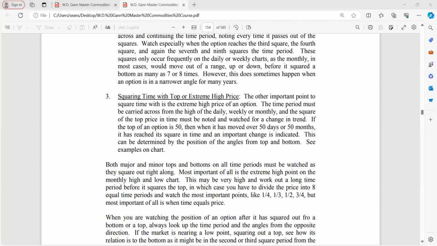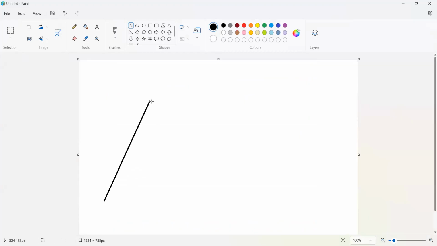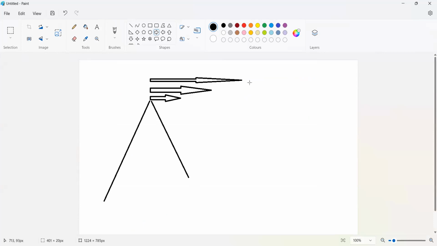Let me show you what I mean. So, if price is moving up, okay, we made a significant high here. Gann says price will square out 50 days, 50 weeks, 50 months.